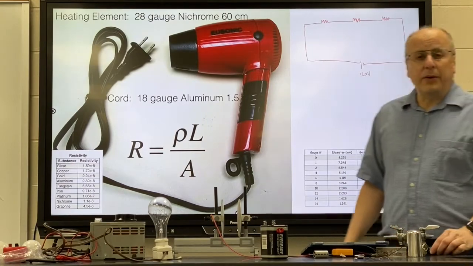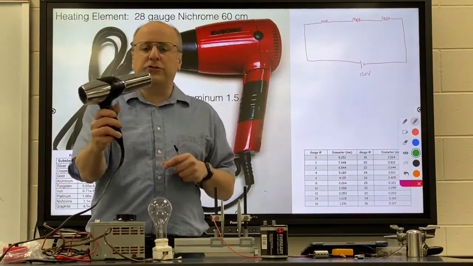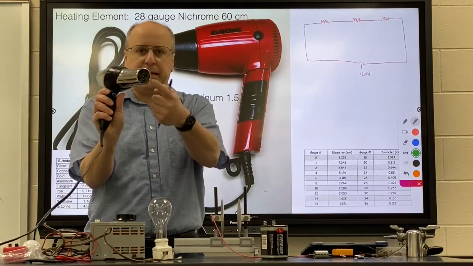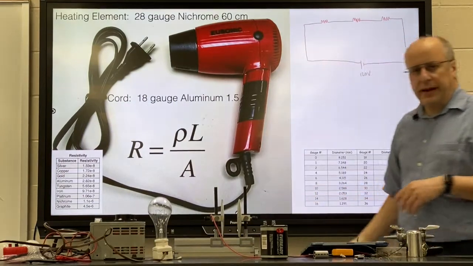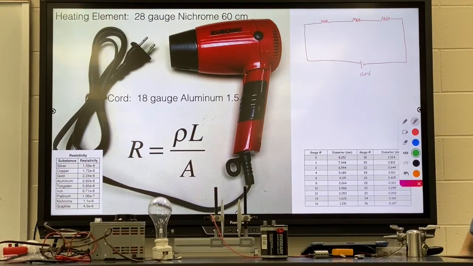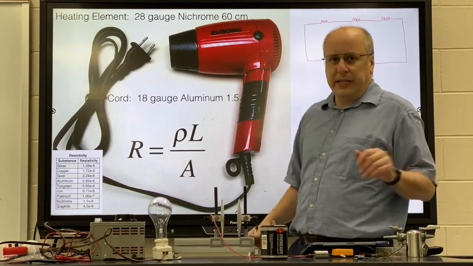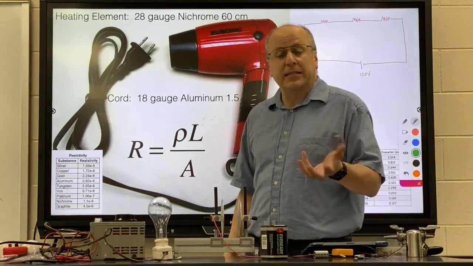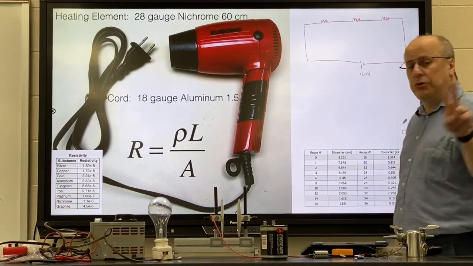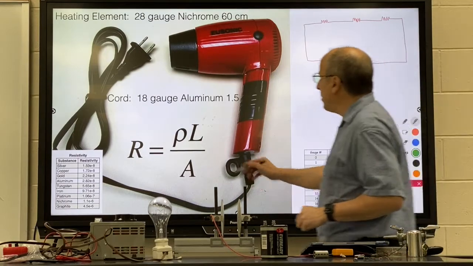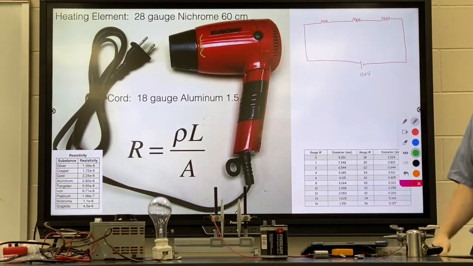Okay, I want to try it with a hair dryer. So with the hair dryer, we have the heating elements inside the hair dryer. We have the long cord for the hair dryer, and we want to see how much of the energy gets used up in the cord. We don't want any energy to get used up in the cord, but that's not realistic. So what we're going to have to do is break this up into 2 separate things: the power cord and then the heating element inside the hair dryer.